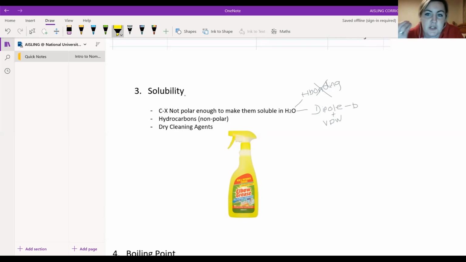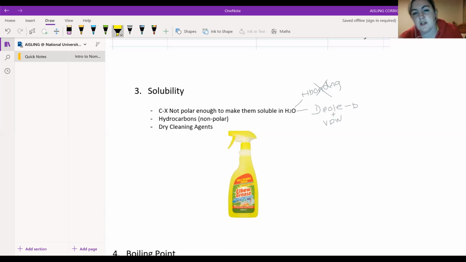The intermolecular forces that do occur in halogenalkanes, however, are dipole and van der Waal forces, like I've written here. So dipole and van der Waal forces are the only intermolecular forces which occur in a halogenalkane. What is really good about halogenalkanes is that they are non-polar, and when it comes to dissolving and polarity, I always say like dissolves like.